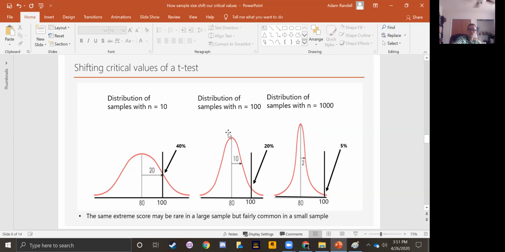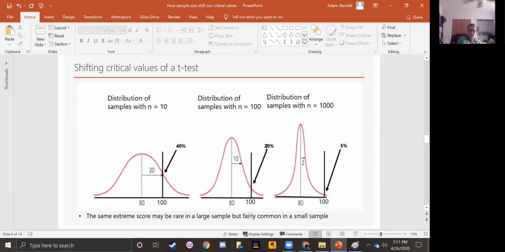But when we bump up to the frequency distribution of 100 samples of 100, we might find that that same sample mean of 100 is more uncommon, right? It occurs only 20% of the time. All right. Now, how does that happen?